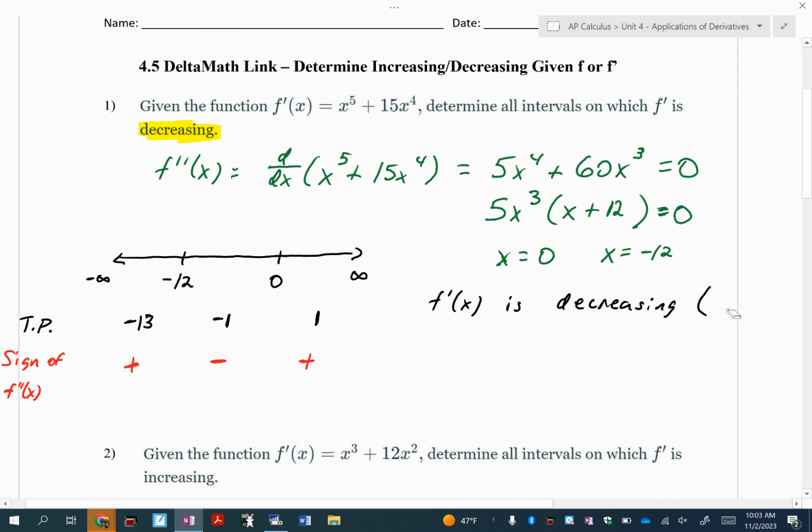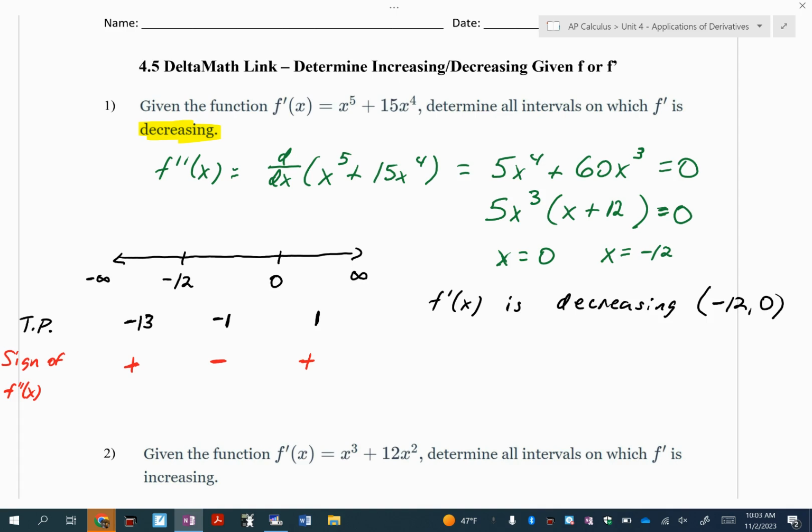Question, Gael, go ahead. Say the question is asking where it's increasing. We would put negative infinity to negative 12, the other way around, left to right, then the union. Exactly right. Great question. If it asks where the first derivative is increasing. Totally, yeah, you're good. Everyone okay?